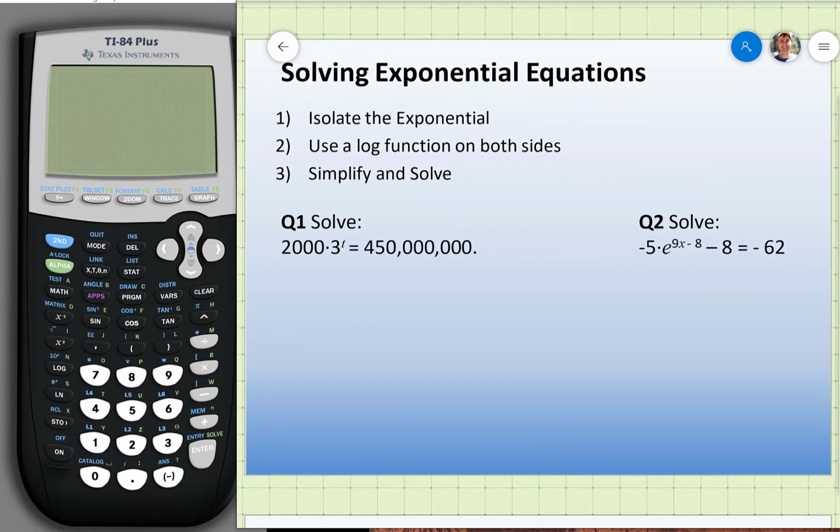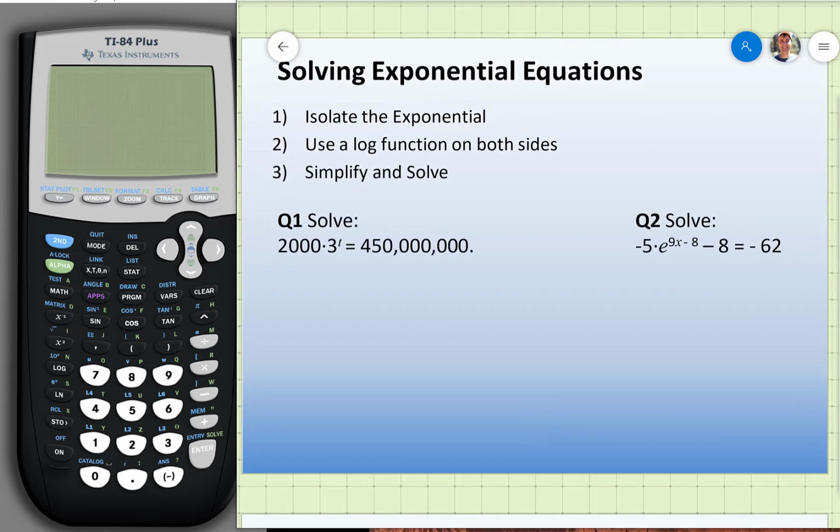Solving exponential equations. The big idea is you have to get the exponential by itself. Once the exponential is by itself, you can inverse the exponential by doing the log on both sides, and then simplify and solve as you need to. For example, this equation is a multiplication of 2,000. Now I'm not going to be able to undo multiply with log, but I can undo multiplication with division.